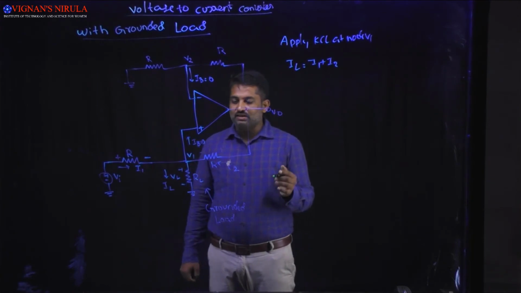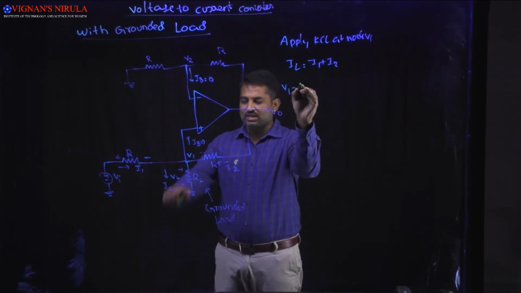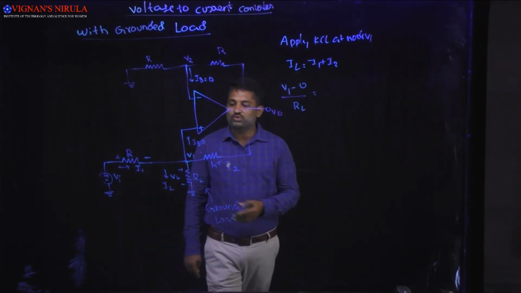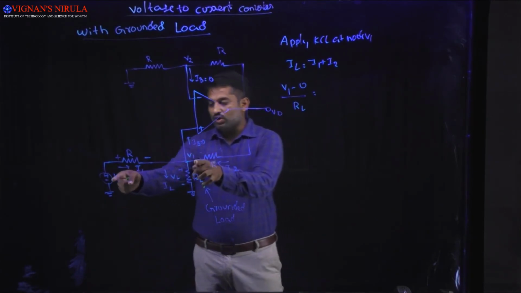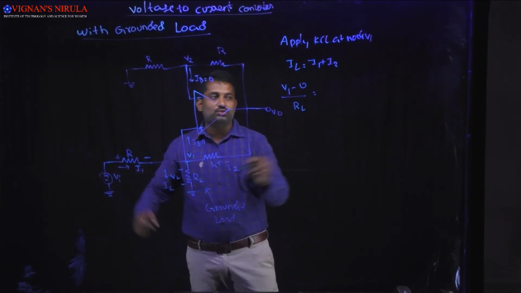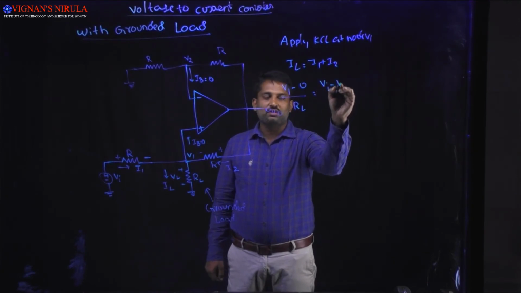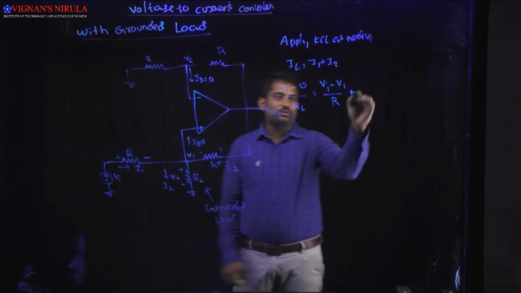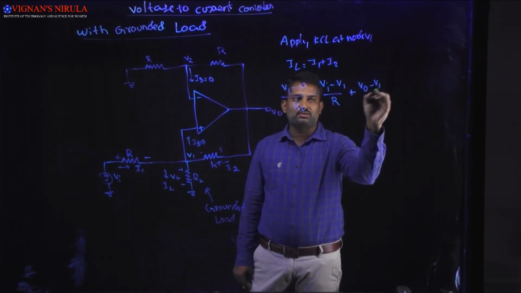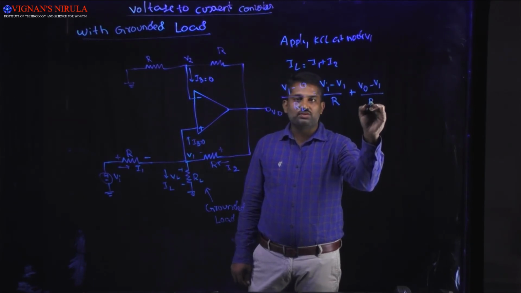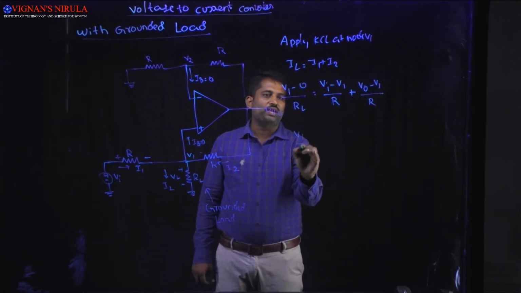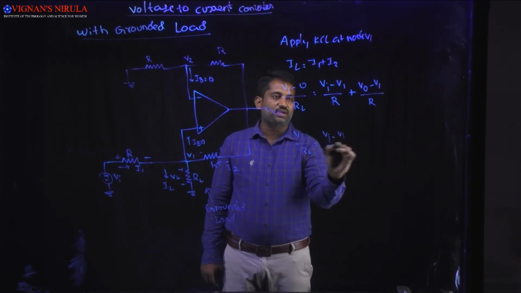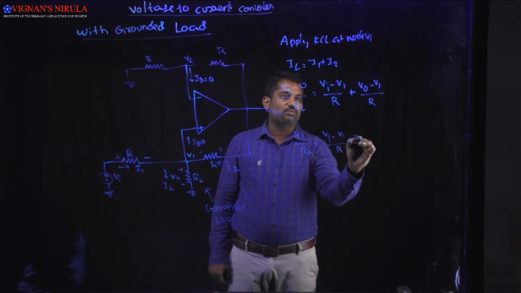So what is IL? IL is equal to V1 minus 0 divided by RL, according to Ohm's law. Next, what is I1? I1 is calculated in between these two nodes: Vi minus V1 divided by R. Next, what is I2? I2 is nothing but V0 minus V1 divided by R. So finally, V1 divided by RL is equal to (Vi minus V1) divided by R plus (V0 minus V1) divided by R.